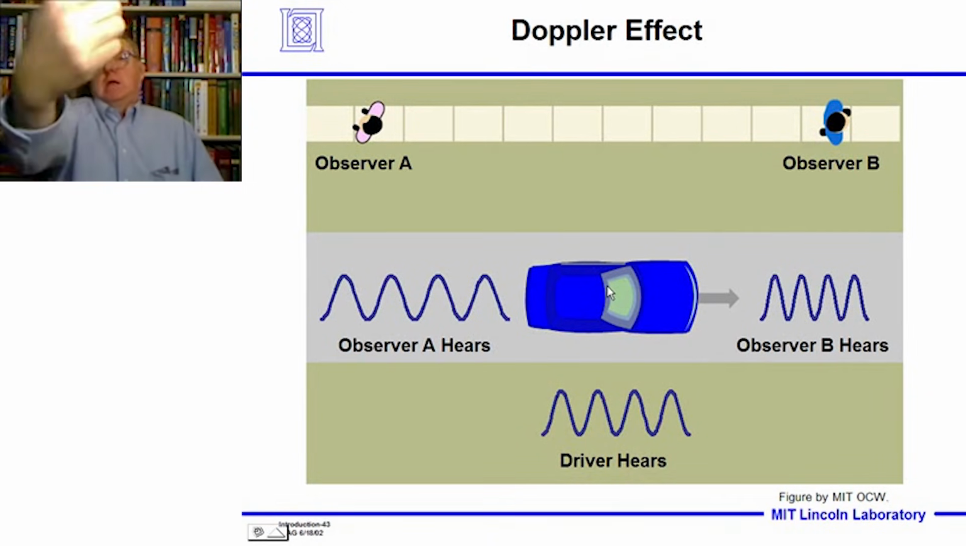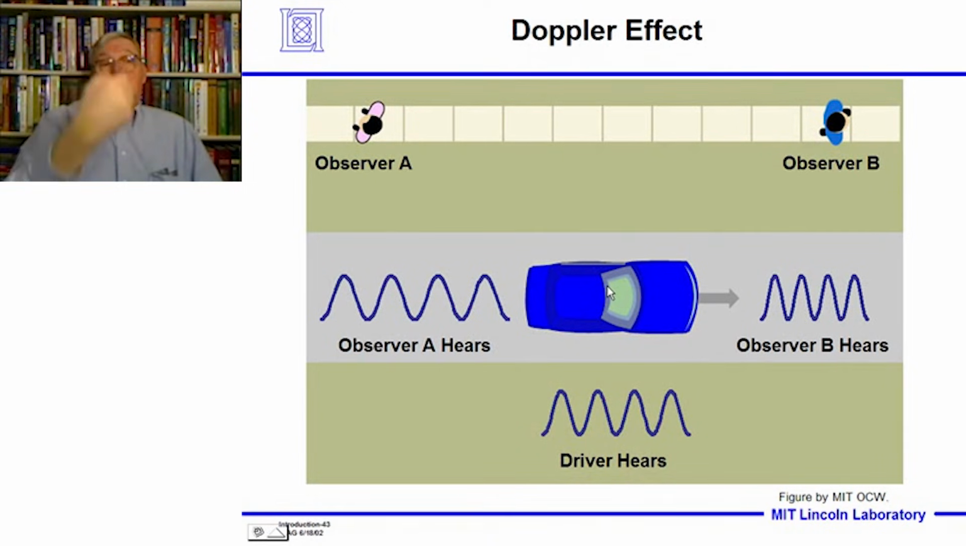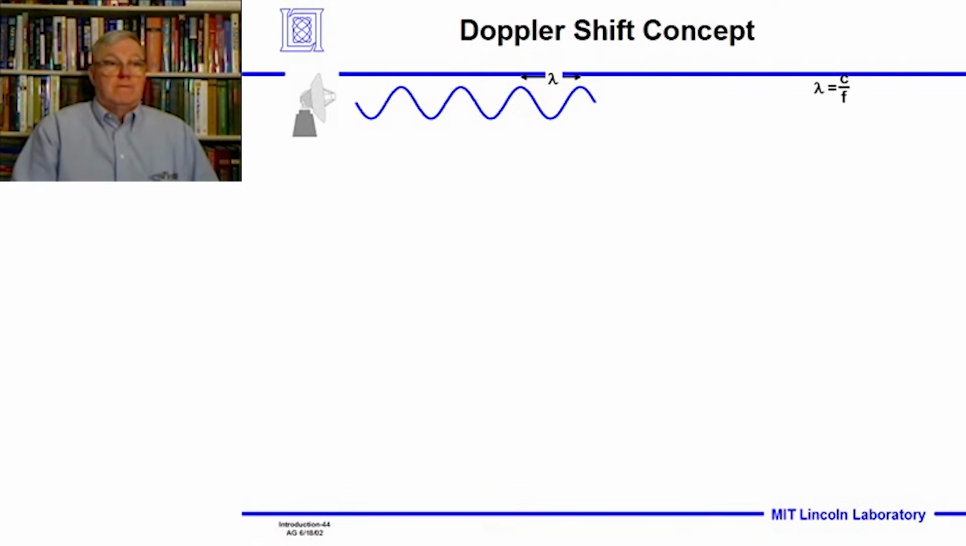So if I have a target moving towards me, the carrier frequency will be increased a little bit because of the Doppler effect. And it will be decreased a little bit if the target is going away from me. Okay? Now, this visualization shows you sort of how that happens.